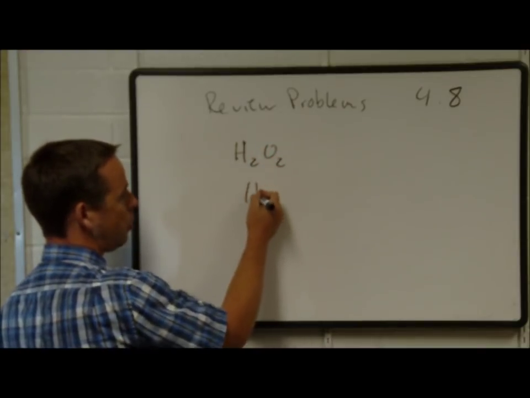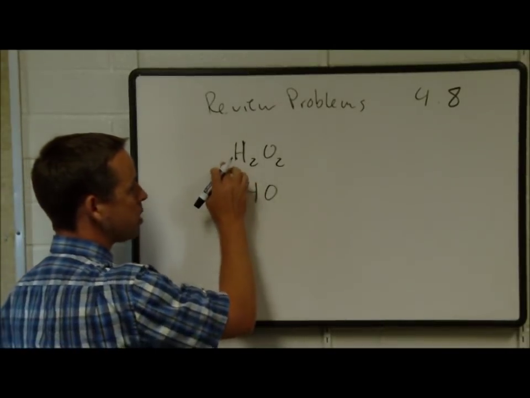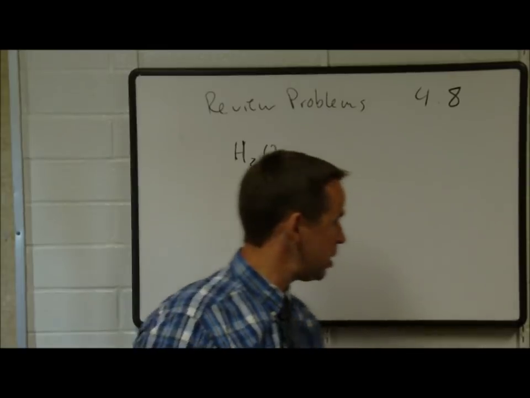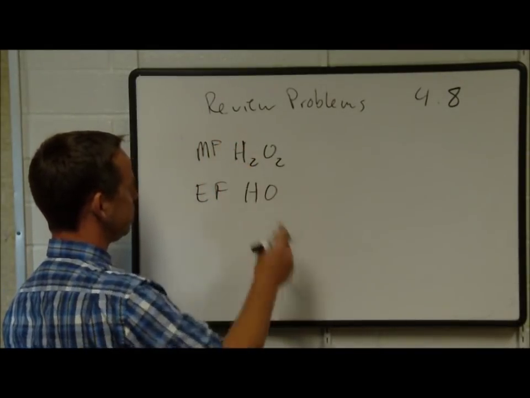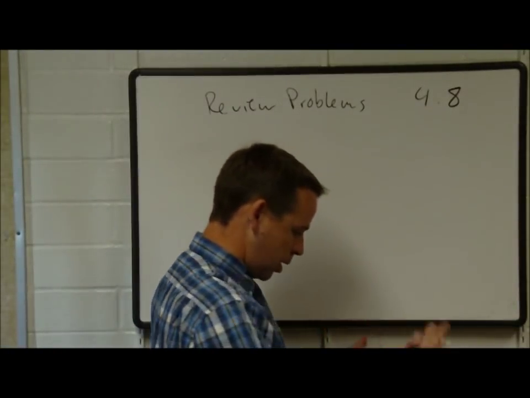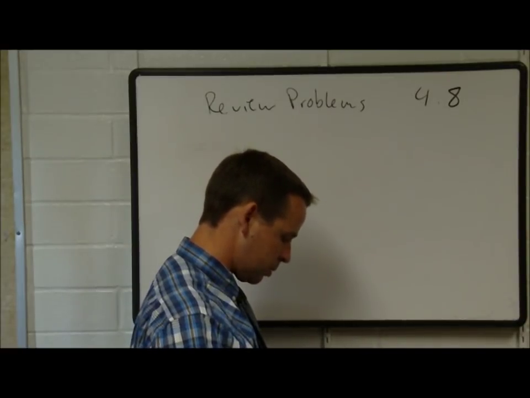The simplest whole number ratio is 1 hydrogen to 1 oxygen, but hydrogen peroxide is the actual molecular formula, okay? So this is the empirical formula, and this is the molecular formula, right? So the molecular formula is the actual way the molecule is, right?